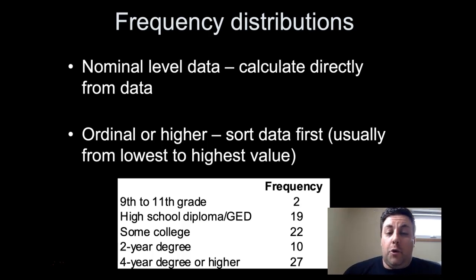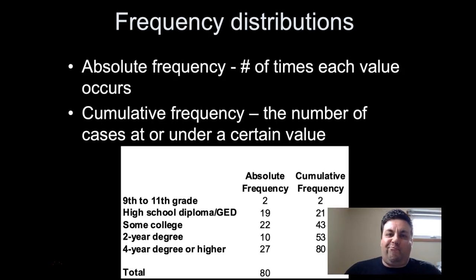But as we can see here, 2 people endorsed 9th to 11th grade as their highest level of education completed. 19 people endorsed high school diploma or GED, 22 endorsed some college, 10 people endorsed a 2-year degree, and 27 people endorsed a 4-year degree or higher.